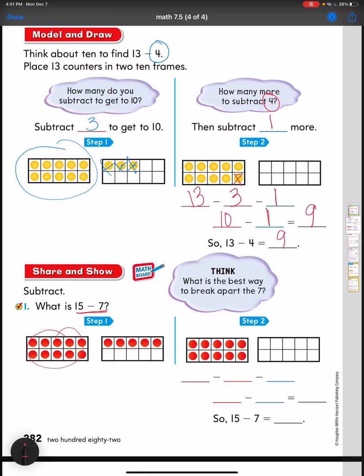Okay? I'm going to take the 15 and I'm going to take away these 5 to make sure that I get to just 10. So I'm taking away these 5. And remember, I ultimately want to take away 7, so I need to take away these 2 more. So 15 minus 5 gave me 10, right? I was left with that 10 frame. And then I subtracted those 2 more, and that left me 5, 6, 7, 8. That means 15 minus 7 equals 8.